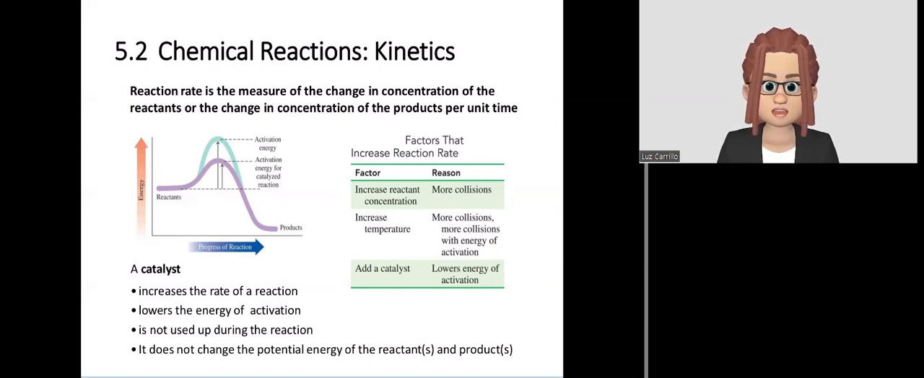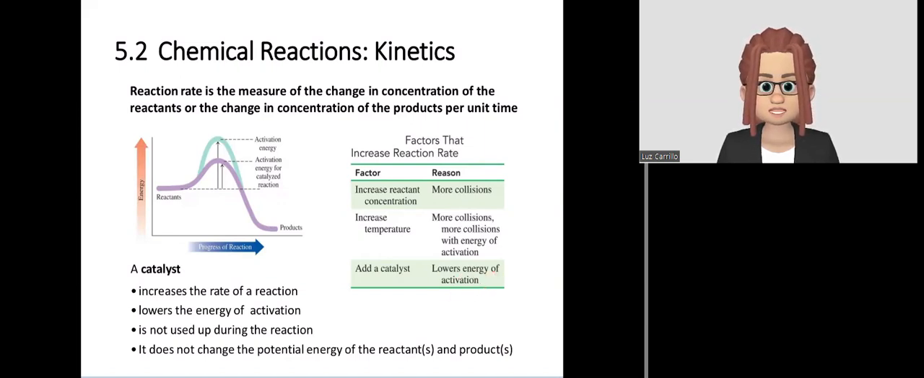Lastly, we have the addition of a catalyst. And a catalyst is specifically a molecule that, when it's added to a particular reaction, is going to increase the reaction rate, but specifically is going to do so by lowering the activation energy of the reaction.